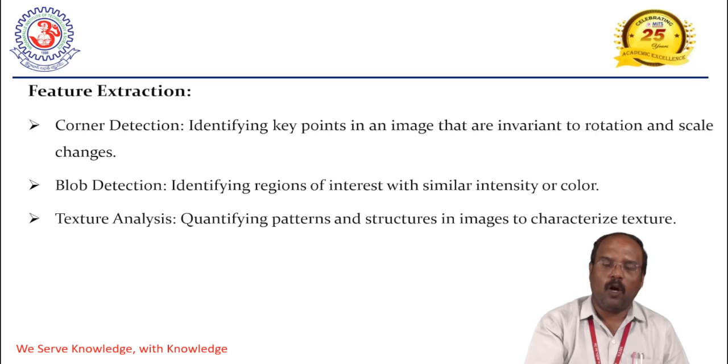After that, we go for blob. Blob detection identifies the region of interest, ROI, with similar intensity or colors in an image. And after that, texture analysis. This is for quantifying the patterns and structures in an image, where we can characterize the texture. So this comes under feature extraction. The main things are corner detection and texture analysis, and meanwhile we can go with blob detection also, where we identify the region of interest with similar intensity or colors.